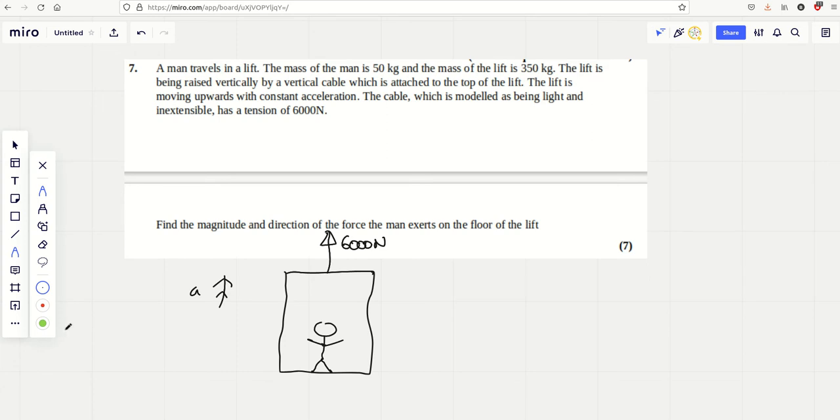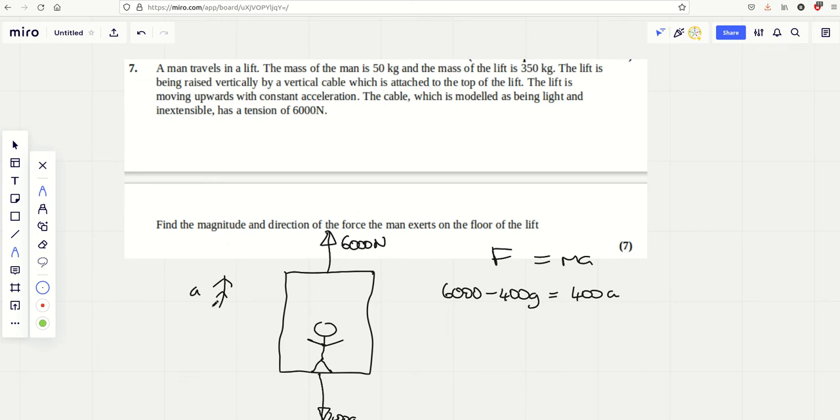So look at the whole system, yeah? The weight we've got going down, we're blobbing everything together, the man and the lift, we're treating them as one. We've got 400g going down, we've got 6,000 going up, and so 6,000 minus 400g equals 400a. Yeah, all I'm doing is F equals ma here. I'm using Newton's second law. I blob together first to find the acceleration of the whole system.